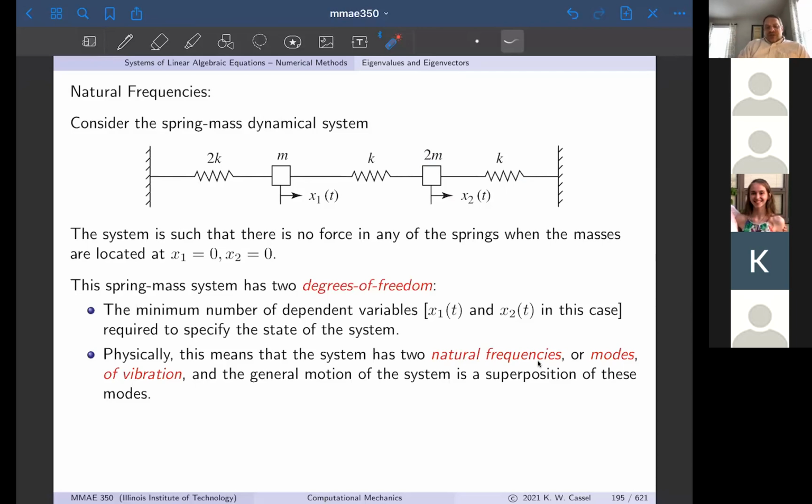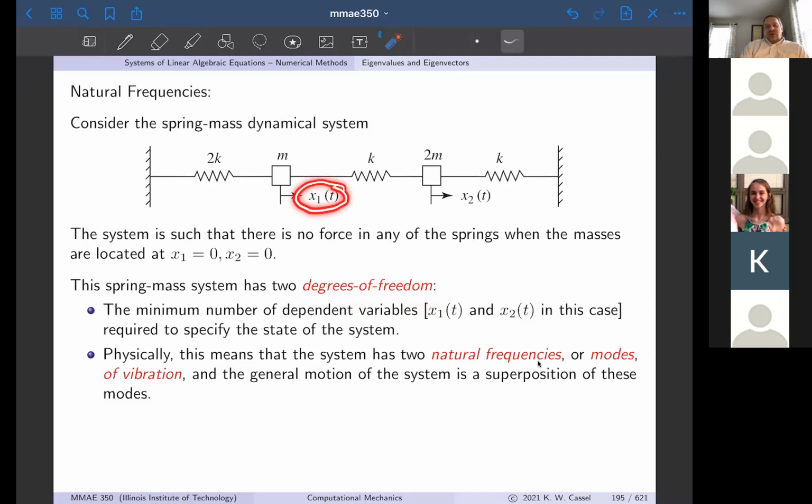Whenever we're dealing with dynamical systems, the first thing we ask ourselves is how many degrees of freedom the system has. The easiest way to answer that question is to ask yourself, what's the smallest number of dependent variables that I would have to be able to specify in order to determine all there is to know about the system? So in this case, it's 2.